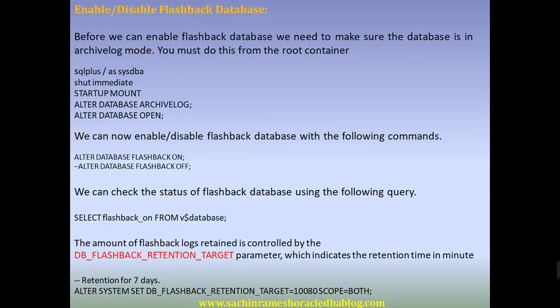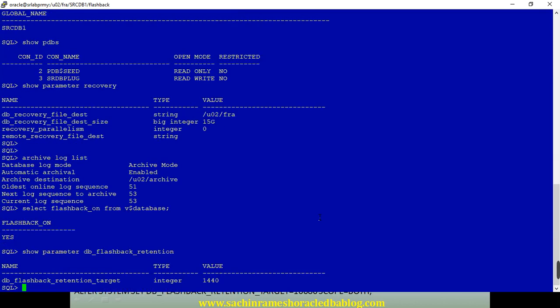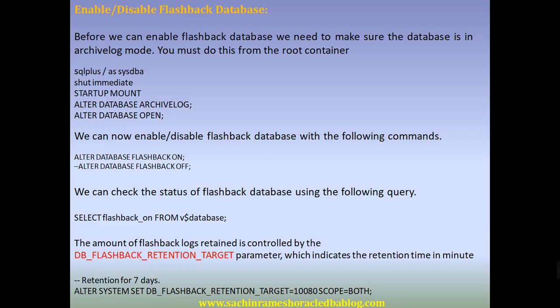The amount of flashback logs retained is controlled by the db_flashback_retention_target. You can see here, show parameter db_flashback_retention. Here it is, by default the value is 1440, the target parameter which indicates the retention in minutes.